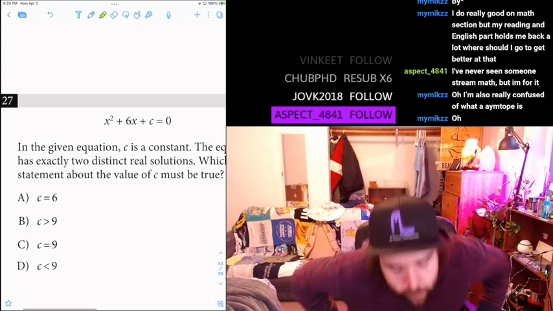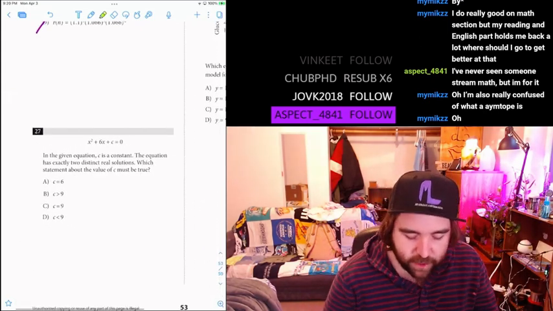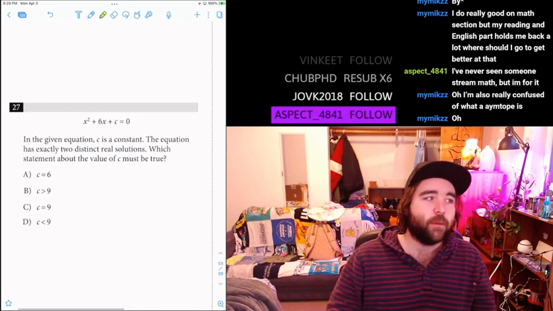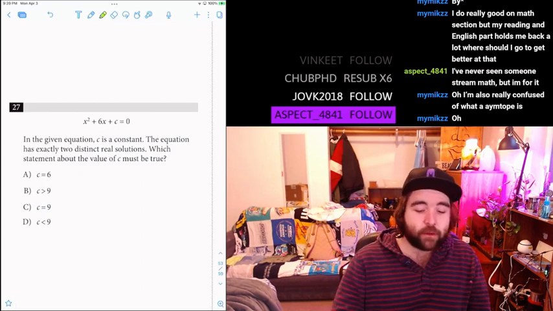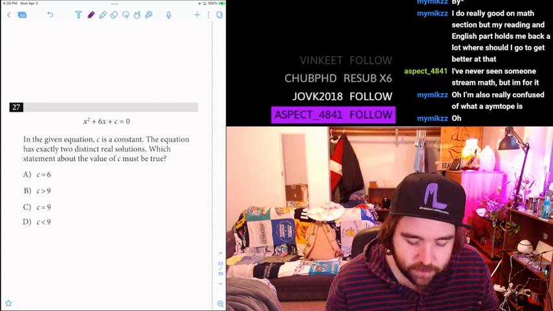What do we got here? We got that the equation has exactly 2 solutions. So what do you do when quadratics are talking about how many solutions they have? You do the same thing every time. So you think about the quadratic formula, right? Which part of the quadratic formula tells you how many solutions there are?